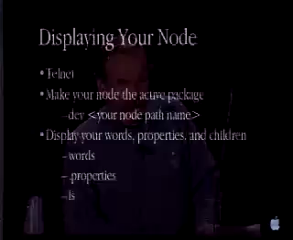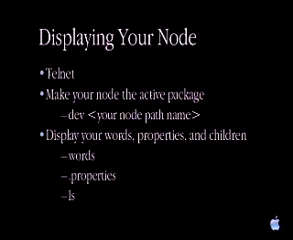And we're going to display your node. We're using Telnet to do that. Last year we didn't use Telnet. This year we're using Telnet, and we're going to show you your whole tree, including your node, from the Mac OS X host system that is connected up to it. And like I said earlier, we'll display your words, properties, and children, if you have children and if you have words, but you definitely have properties.